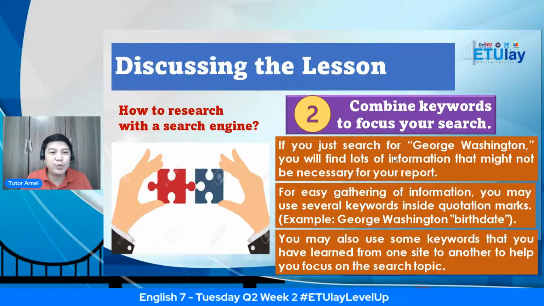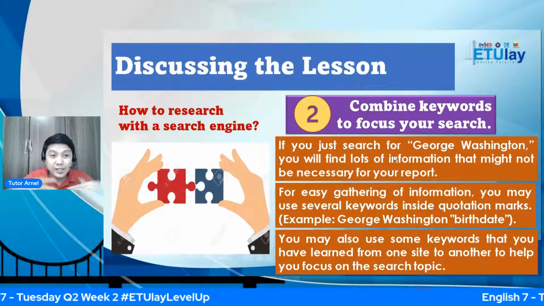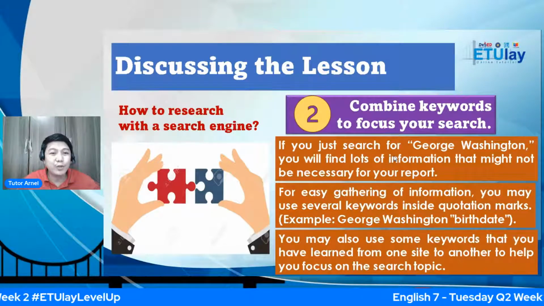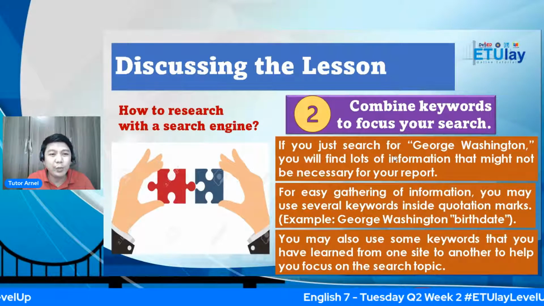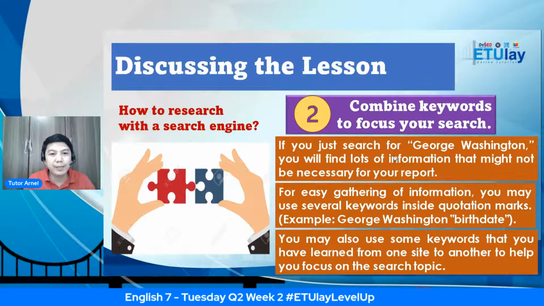It's not only George Washington. For example, you type there science. Science is actually a big body of knowledge, so you definitely have to narrow it down. What particular topic in science are you looking for? So you can just type it in.